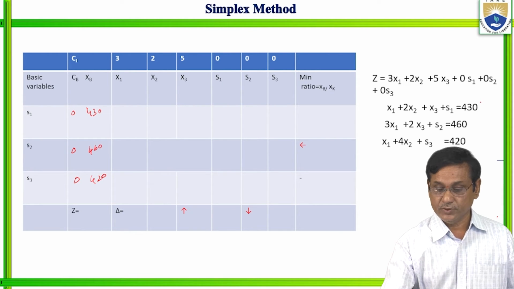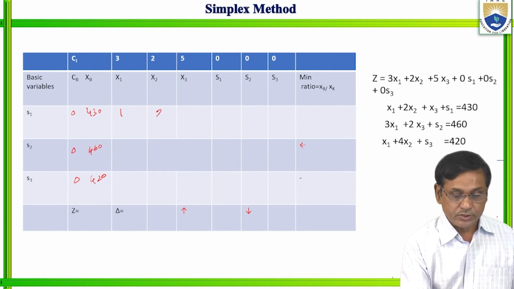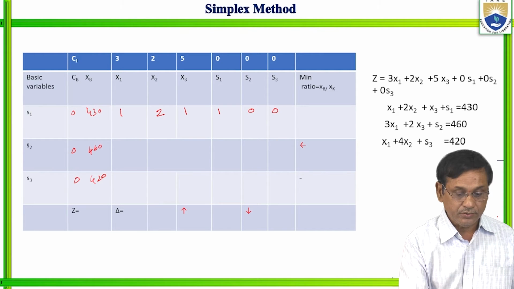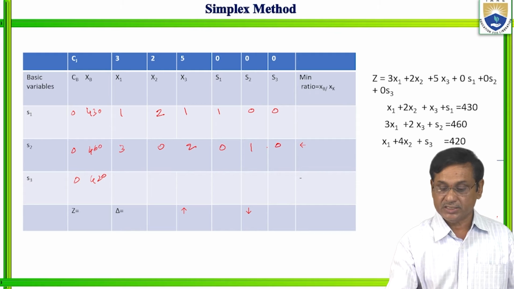That is x1 plus 2x2 plus x3 plus s1 is equal to 430. The x1 coefficient is 1, x2 coefficient is 2, x3 coefficient is 1, s1 coefficient is 1, s2 coefficient is 0, s3 coefficient is 0. From the second constraint, you can write x1 coefficient is 3, x2 coefficient is 0, x3 coefficient is 2, then s1 coefficient is 0 because it is not there in the equation. s2 coefficient is 1. s3 is not there, so we can take it as 0.